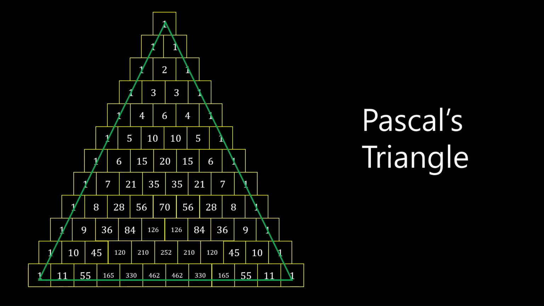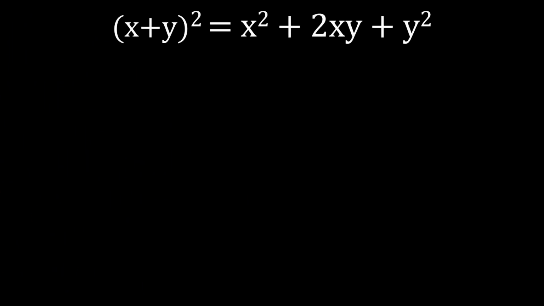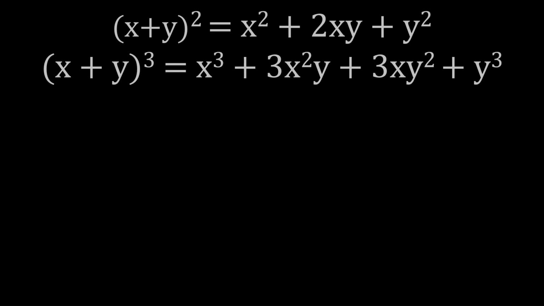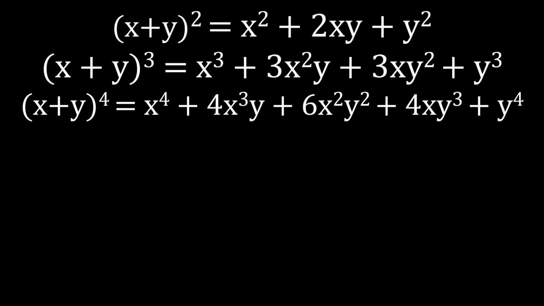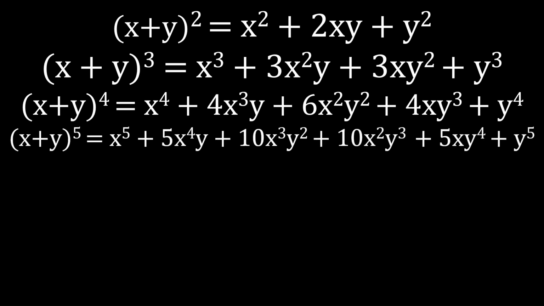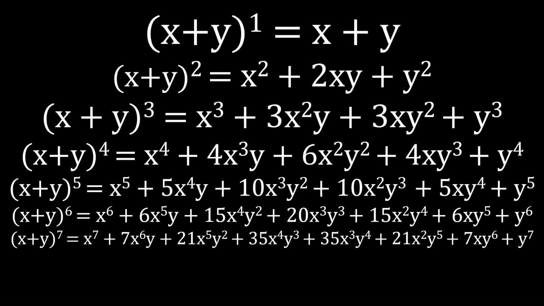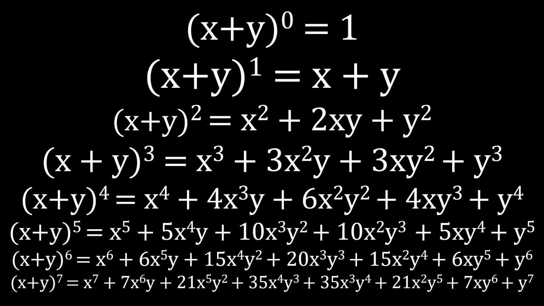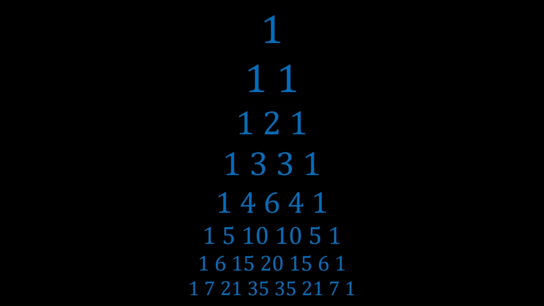Now, let's take a look at what happens if we expand a term such as (x plus y) squared. With power 2, you will get x squared plus 2xy plus y squared. With power 3, you'll get this. And with power 4, you'll get this. Let's do some more powers, including the ones before 2. Now, let's take a closer look at these coefficients. What do you notice about them? Precisely, it's exactly the same as the Pascal's triangle.